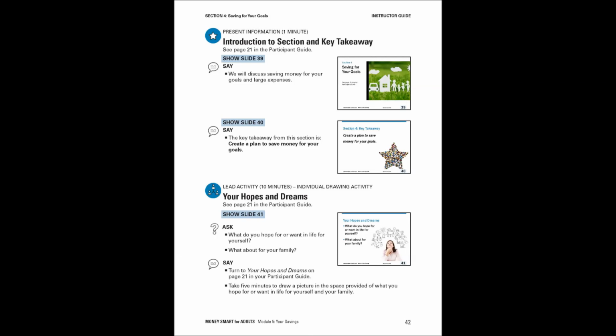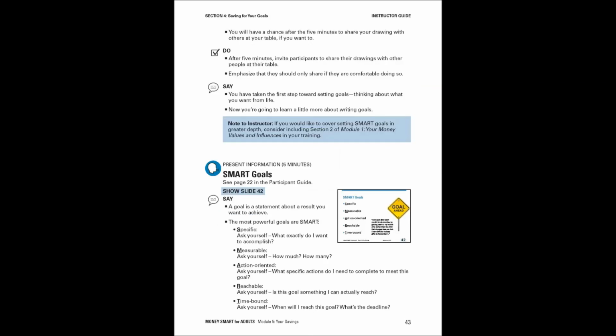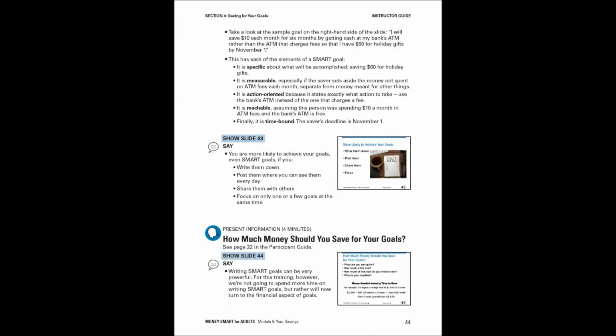Moving forward from there, you want to go into slide number 42, which is now talking about SMART goals. This is the acronym SMART, which spells SMART: specific, measurable, action-oriented, reachable, and time-bound. And so you're going to explain what each of those means, and you're going to use the example provided in your instructor guide of a goal that follows the SMART goal format.